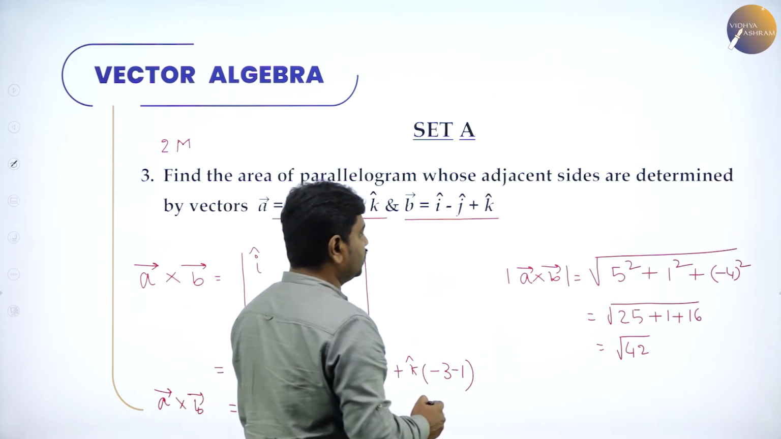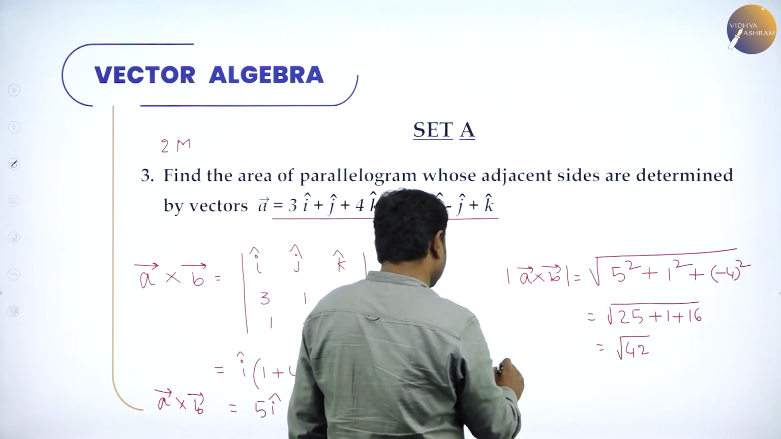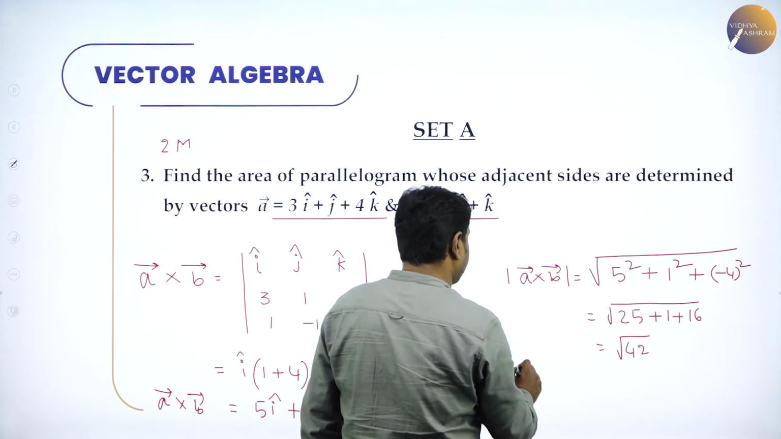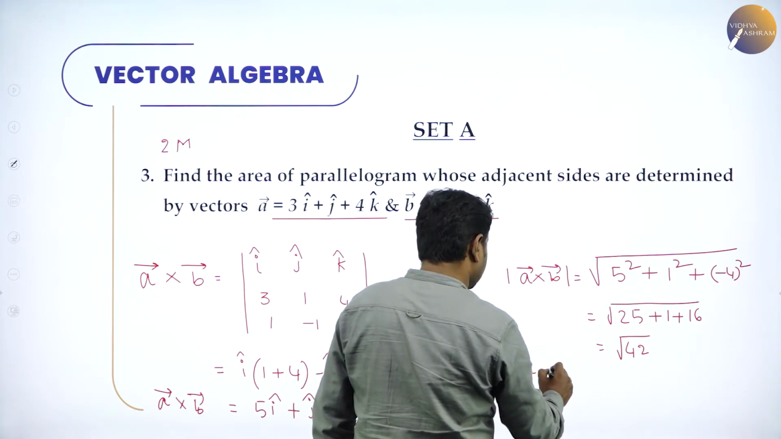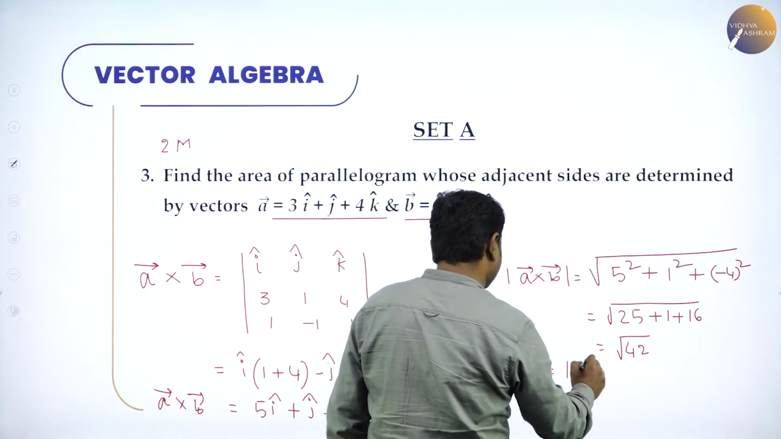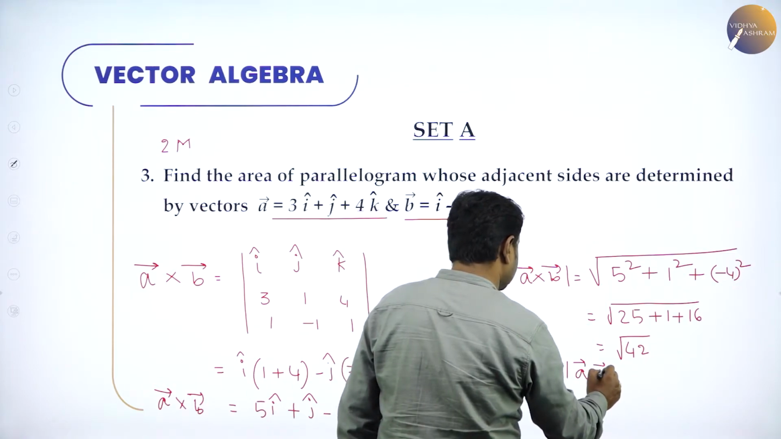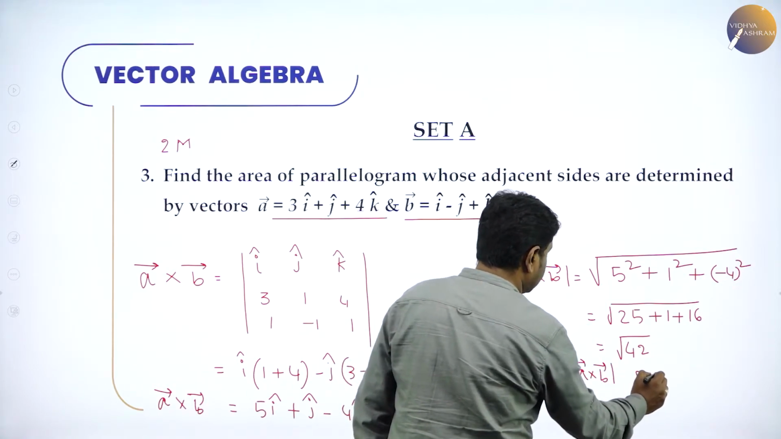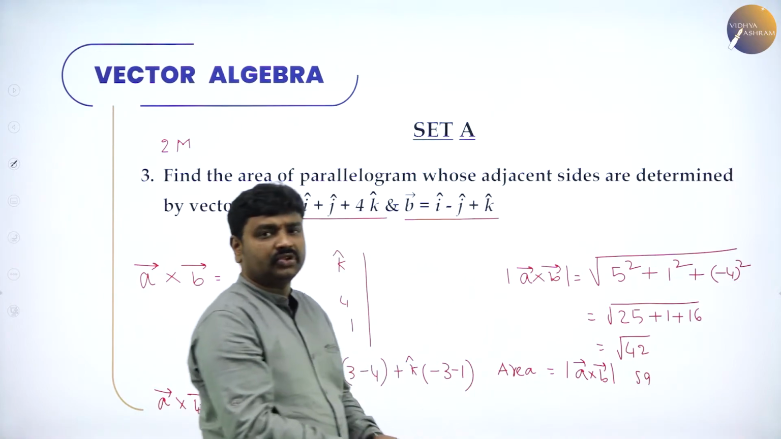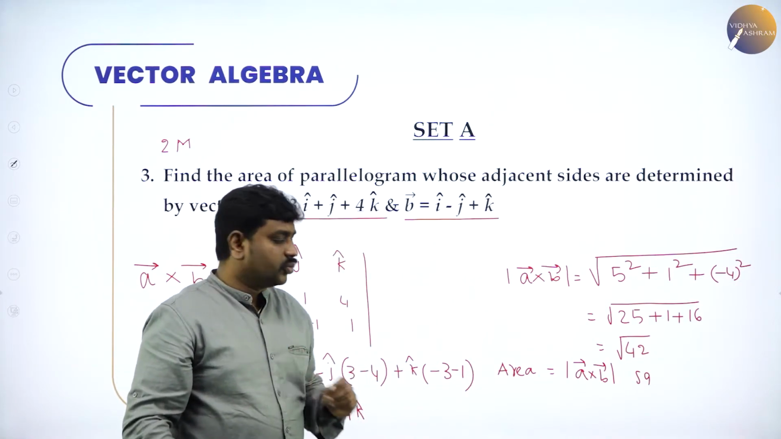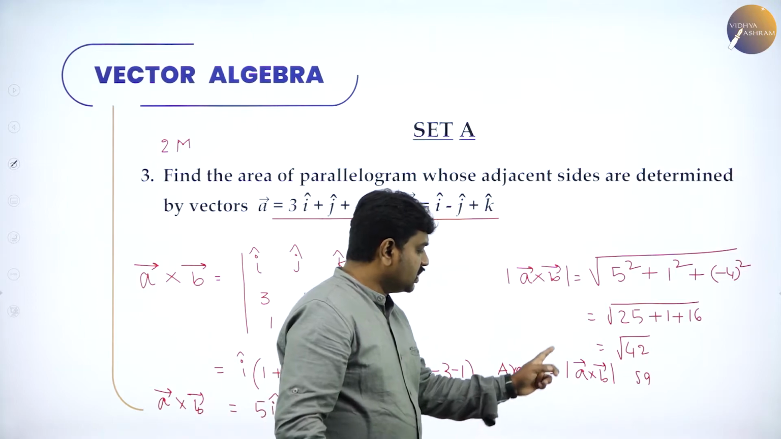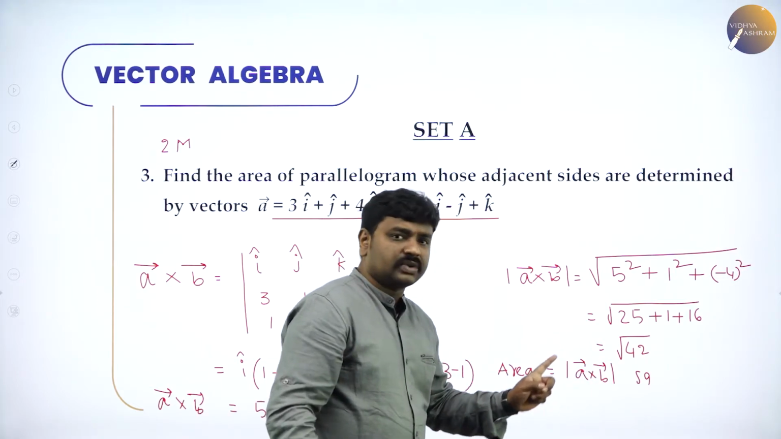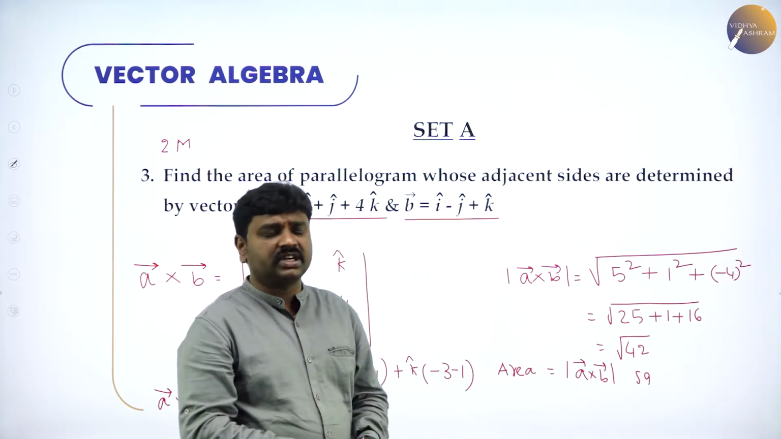The second important thing is writing the formula. Area of parallelogram. What is the area of parallelogram? Magnitude of A cross B, square units. Dear students, writing this formula, you'll get 1 mark. So don't forget to write the formula. What is the area of parallelogram? Area is magnitude of vector A cross vector B, where A and B are adjacent vectors.